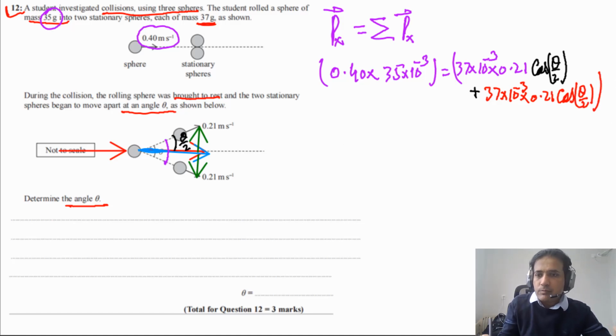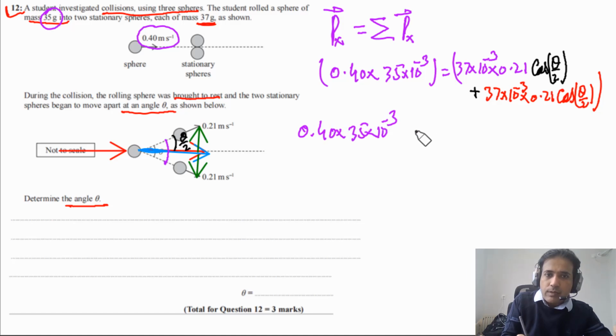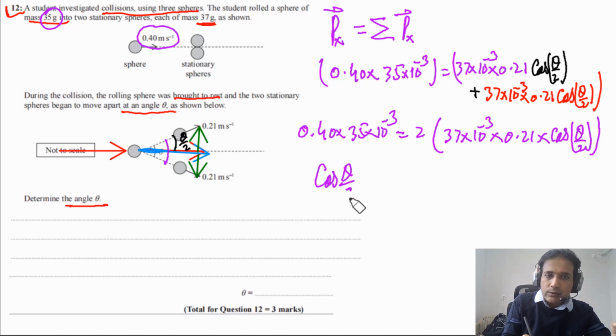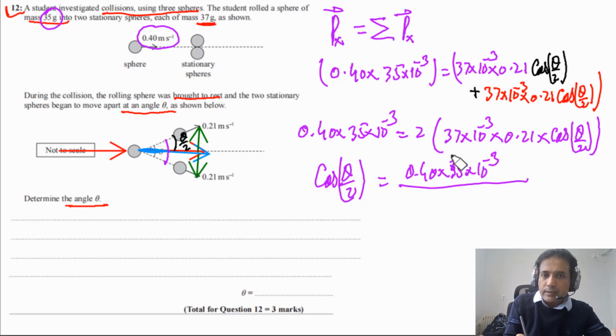So we can also simplify this one now. We can simply write down 0.40 times 35 times 10 to minus 3. This is equal to simply 2 times 37 times 10 to minus 3 times 0.21 times cos of theta by 2. Now cos of theta by 2 we can write down here. So this is cos theta by 2. This will be equal to 0.40 times 35 times 10 to minus 3 divided by this whole.